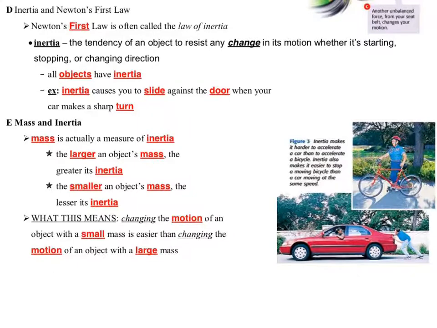It is easier to change the motion of an object with a small mass than that of an object with a large mass, because the object with a large mass has more inertia. And there's a good example that is shown here on the right.